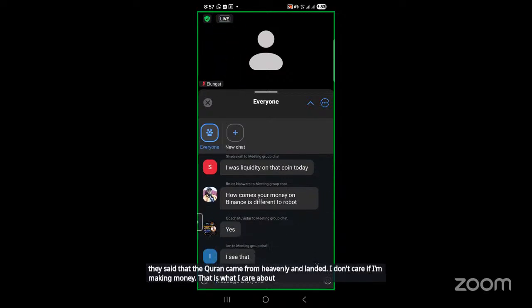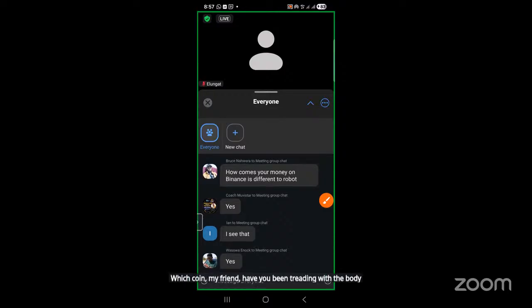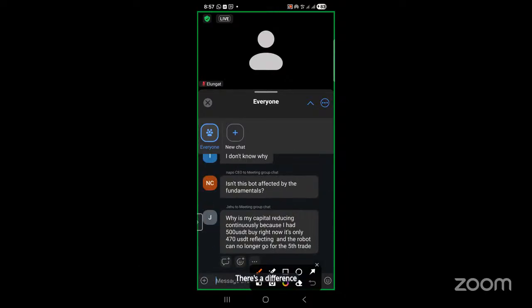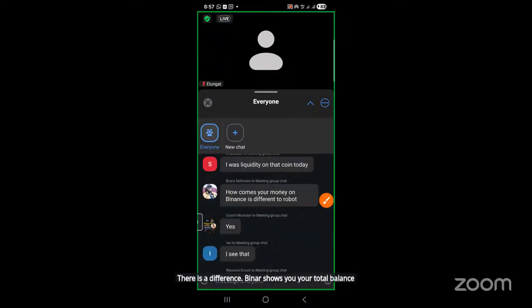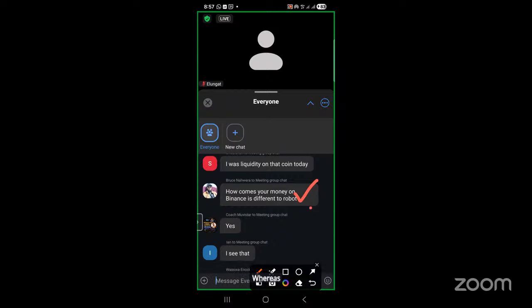I was liquidated on that coin today. Which coin, my friend? Have you been trading with the bot? How come your money on Binance is different to the robot? That is because Binance shows you all the money that you have, and the bot shows you the money it hasn't put into the market. That is the difference. Binance shows you your total balance, all the money that you have on your Binance, whereas the bot shows you the money that hasn't entered a trade.